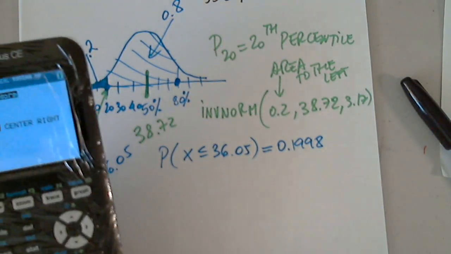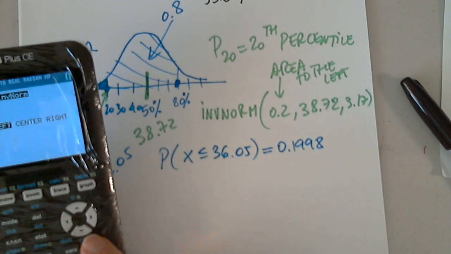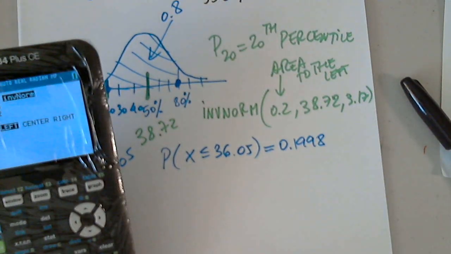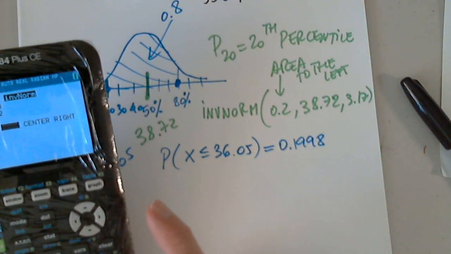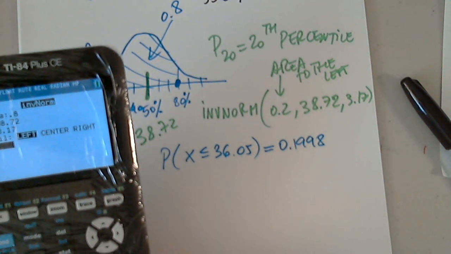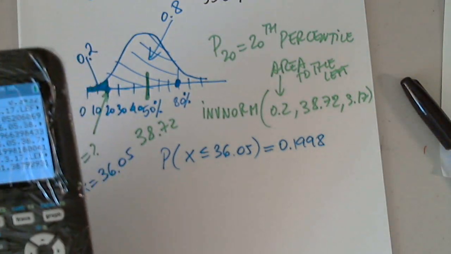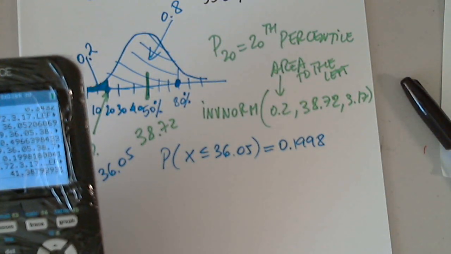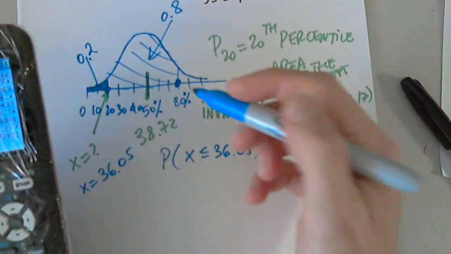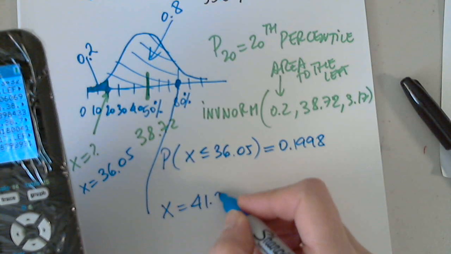Area to the left, 0.8. Mean, 38.72. Standard deviation, 3.17. Left, yes. I'm not used to this left thing. This is new in these new calculators. Okay, so we got 41.39. So this number is X equals 41.39.